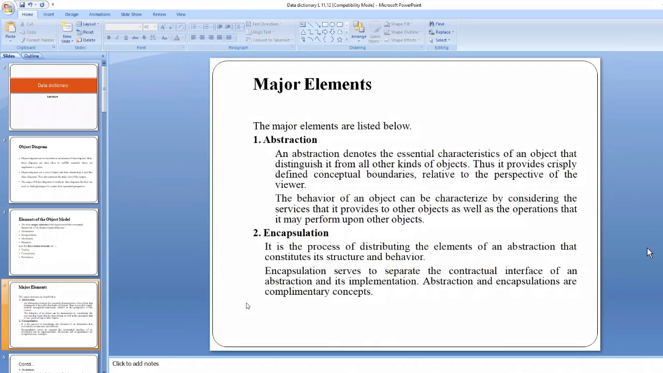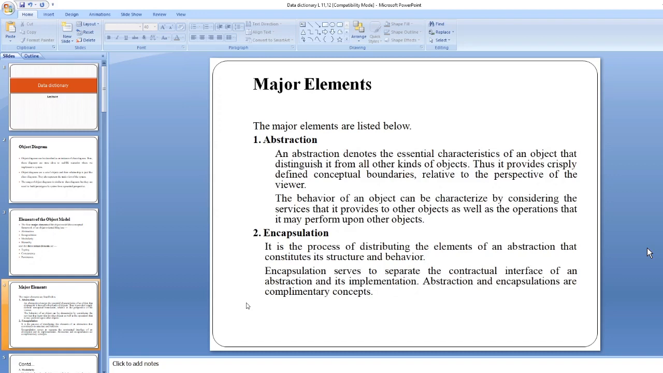Now let's discuss about the major elements. As we know that in major elements we have abstraction, encapsulation, modularity, and hierarchy. So abstraction, we know that it denotes the characteristics of an object, okay, that are different from other kinds of objects, and it provides us the concept, visual boundaries, and the relative perspective of the viewer, what he's thinking of and how it should be made. Now, the behavior of an object can be categorized by considering the services that it provides to other objects as well as the operations that it may perform upon other objects. Okay, thus these things are being done.